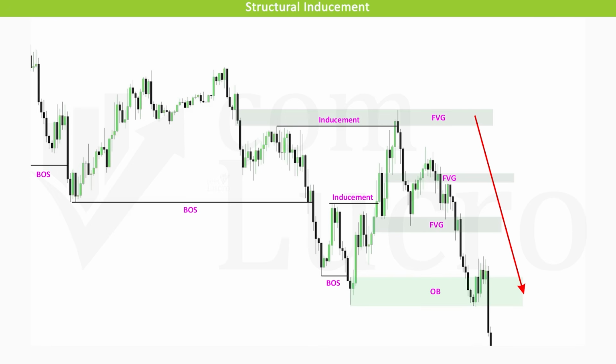In situations like this, your focus should not be on finding buying opportunities. Instead, you should be looking for potential sell setups. Otherwise, you risk falling into the same trap repeatedly, just like countless traders do every day. This is one of the most common forms of inducement in the market, and it continues to catch traders on the wrong side of price time and time again.